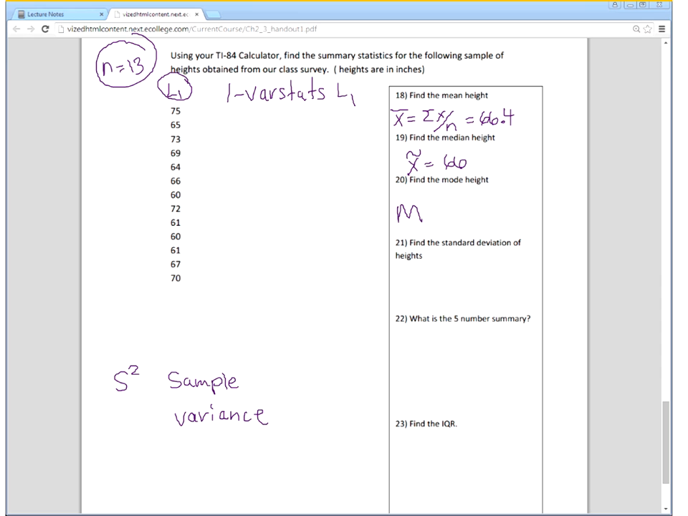Now the calculator does not give us the mode, so we're going to have to go look at the data and find out what the mode is. Now you could have the data organized, or you can have the calculator organize your data, and that way it's easier to find the mode. You can sort your data on the calculator. And I'm going to show that to you real quick right now. So although it doesn't give you the mode, you can go into your calculator and have it sorted.